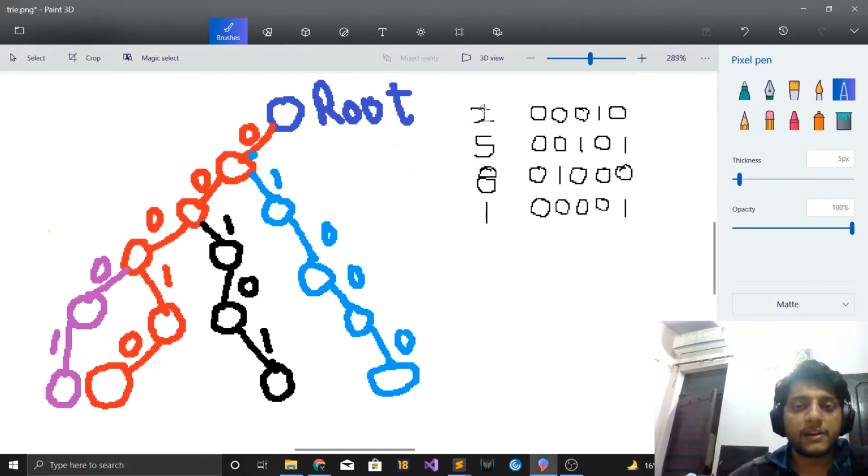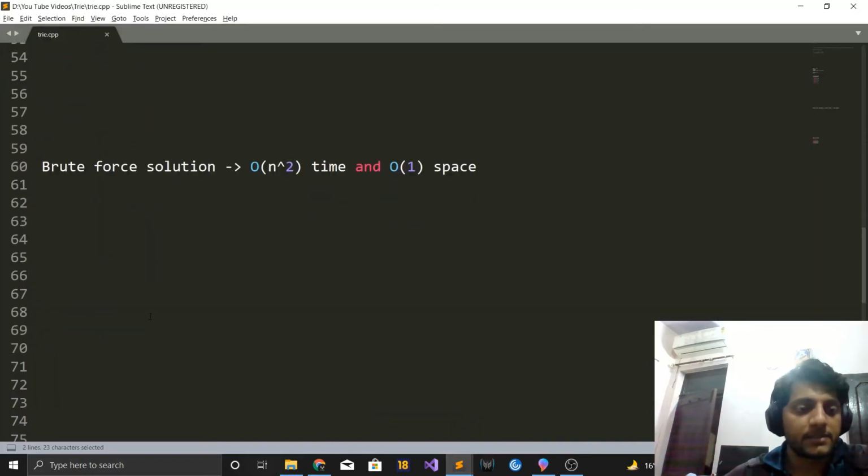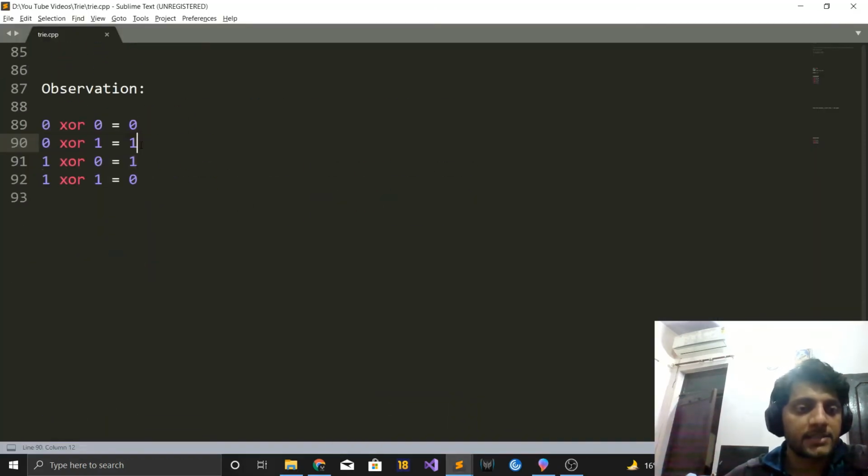So let's consider 2 and try to check what is the maximum XOR we can get with 2. Okay. Now one observation which we had already made was that different bits give us the maximum XOR. Okay, 0 XOR 1 is 1. Same bits won't give us the maximum XOR value. So we are interested in maximum XOR.